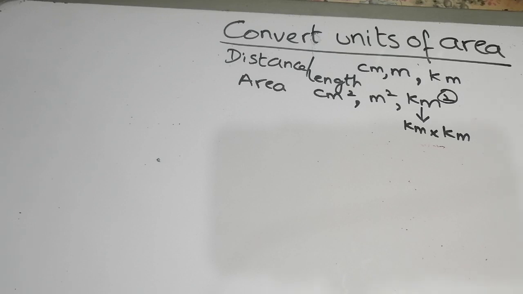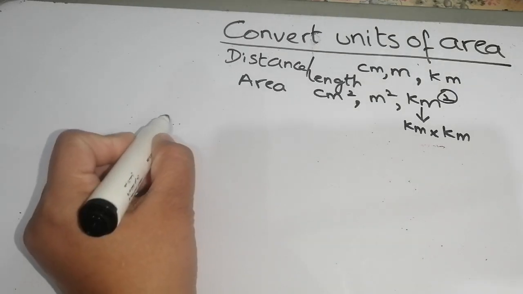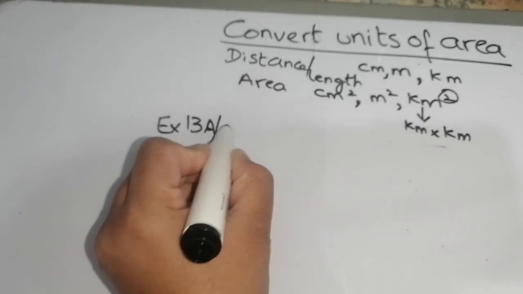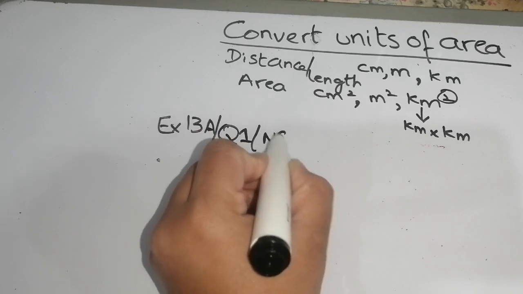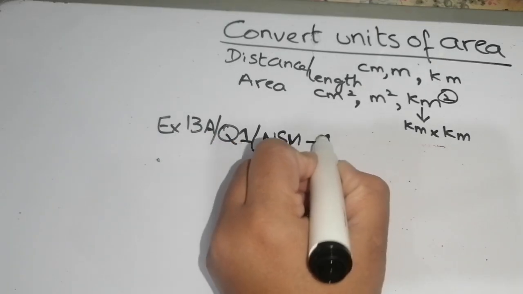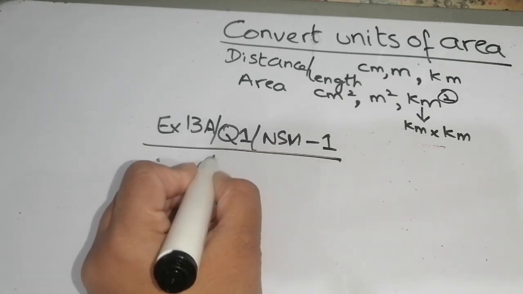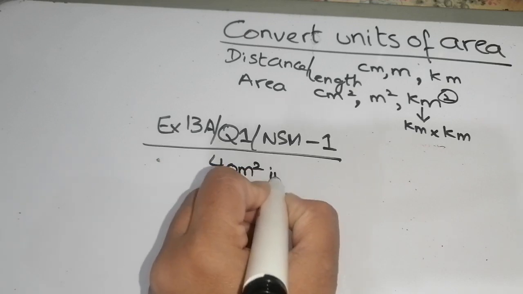Now I will show you some questions where the conversion is done. The important point here is that in simple length the unit is meter, for example, but in the case of area it's meter square. So there would be a difference in the conversion of units. So I'm going to solve a question, exercise 13A, question number 1 of NSM1. This is related to conversion of units. The first question is: express 40 meter square in centimeter square.